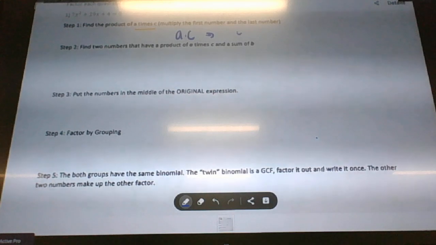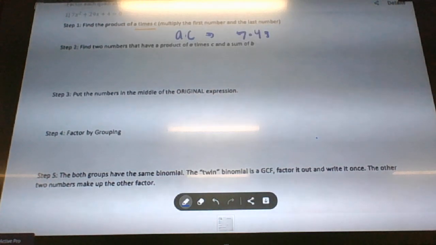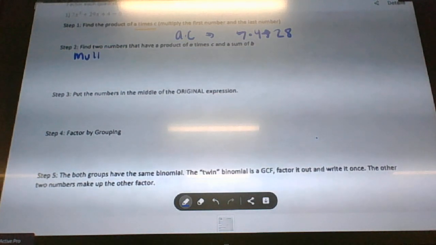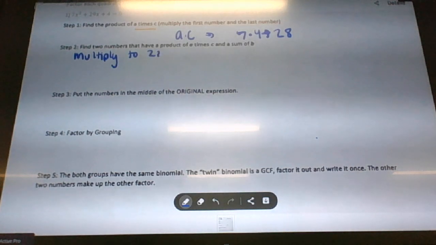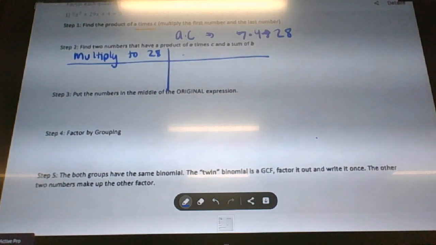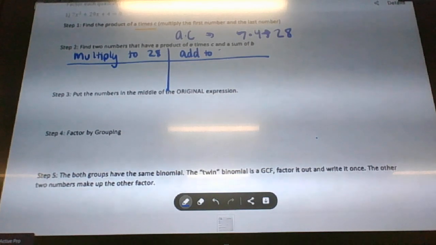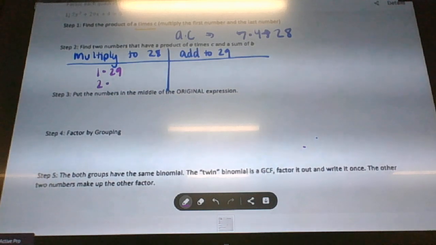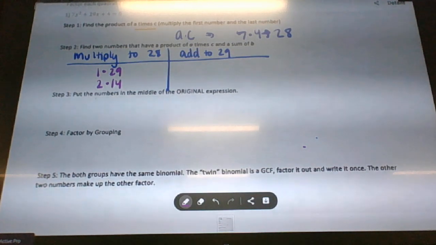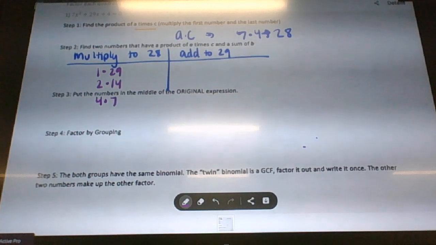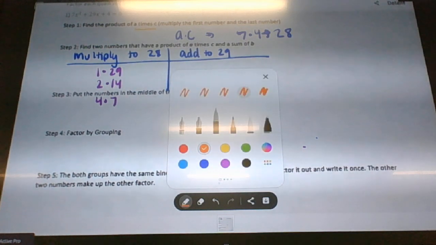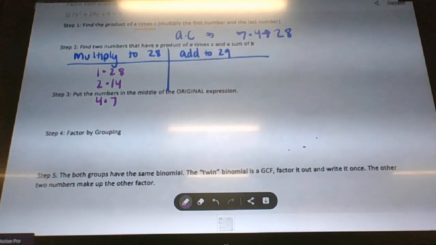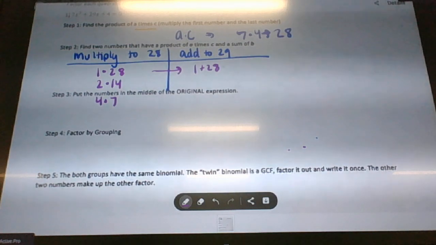28 and 1. Put the numbers in the middle. So I do 1 times 28, 2 times 14, 3 doesn't divide 28, 4 times 7. Okay, so then when I add 1 and 28, I get 29.